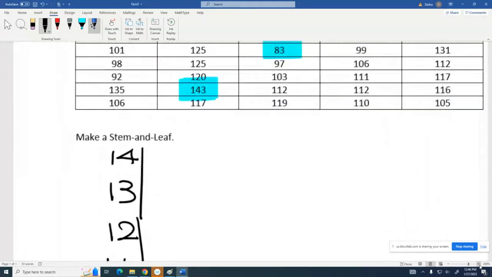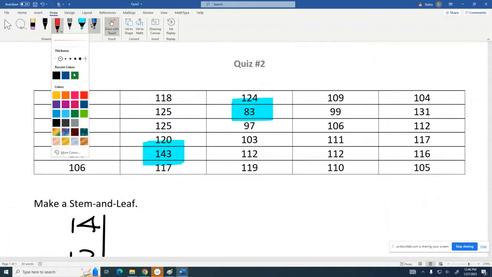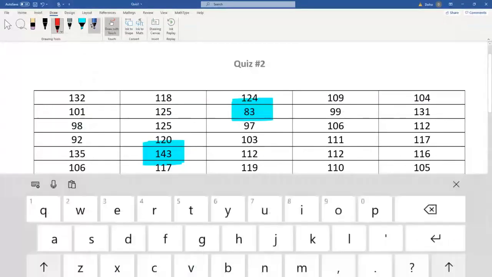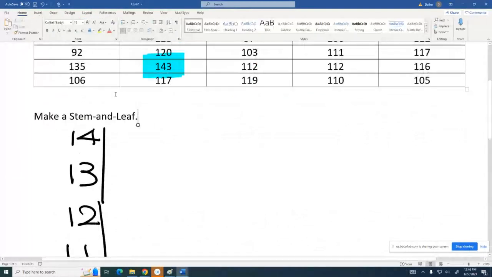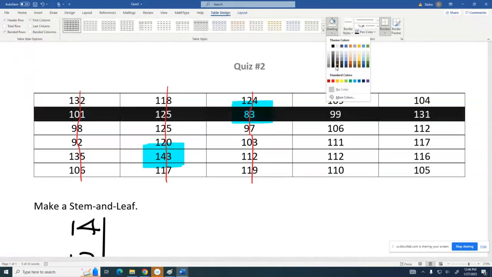For each case, you can split it. Do you have an idea? Right, so you plug the second digit, the leaf, column by column, right? Because we have to show the shape of the distribution, right?